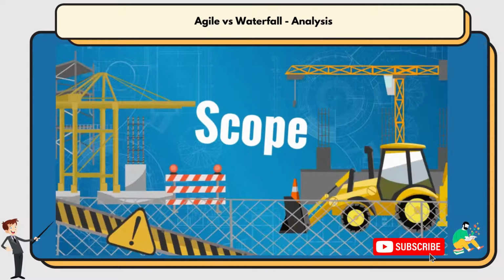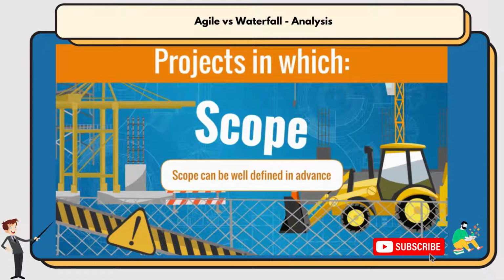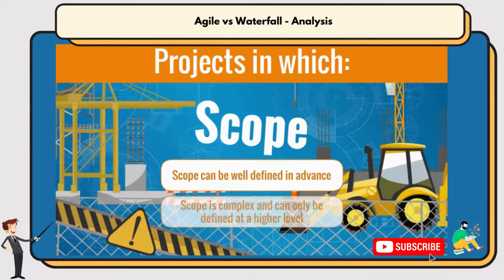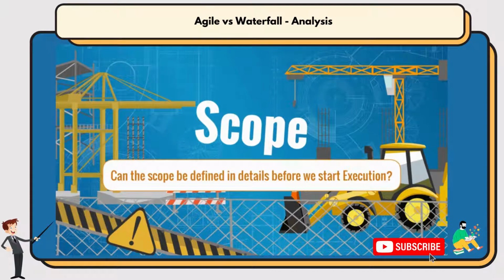Next point is scope. What is it like? Projects in which scope can be well defined in advance. Projects in which scope is complex and can only be defined at a higher level. Can the scope be defined in detail before we start execution?